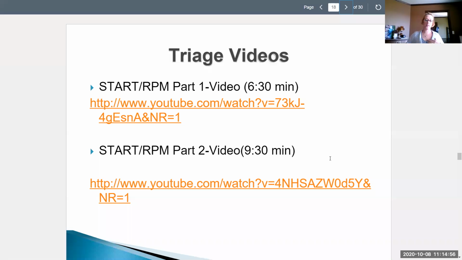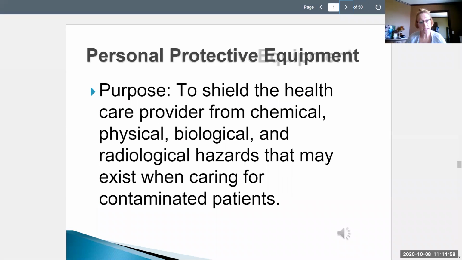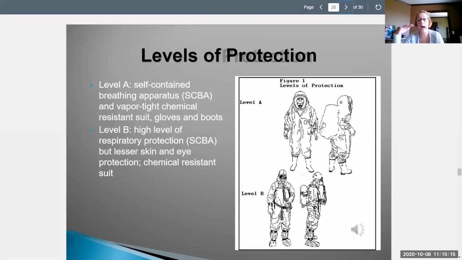Okay, so then we have our PPE. We know PPE is important to shield us from chemical, physical, biological, and radiological hazards that may exist when caring for contaminated patients. And there are different levels of protection. Level A would be our highest level of protection, which is a self-contained breathing apparatus, vapor-tight chemical resistant suit, gloves, and boots. And then it goes all the way down to level D, which is just our basic uniform.